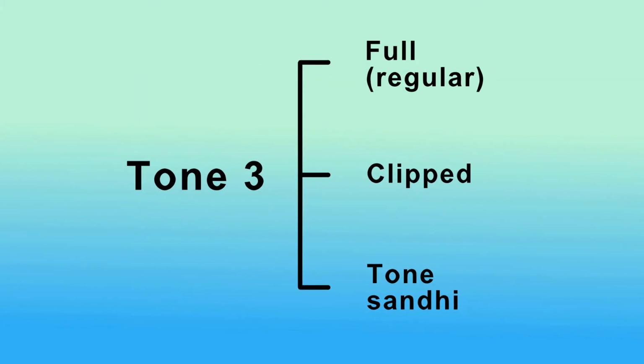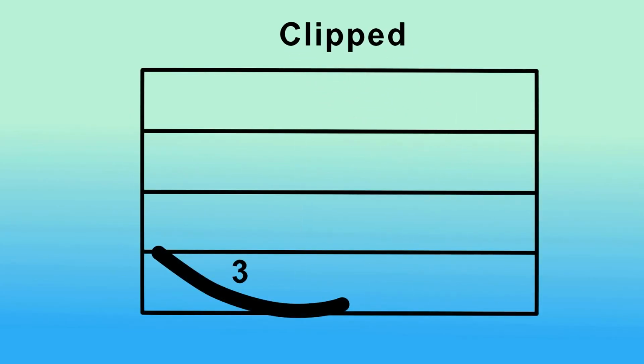But there's also another way to pronounce the third tone, which is a sort of shorter form that cuts off the rise in pitch at the end. We'll refer to it here as the clipped third tone, and it's sort of the equivalent of an unstressed syllable in English. Here's how it sounds.